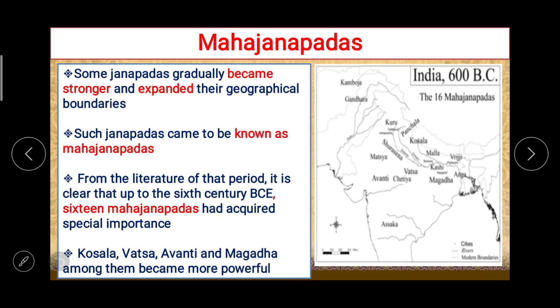Some Janapadas gradually became stronger and expanded their geographical boundaries, and such Janapadas came to be known as Mahajanapadas. Now it is in the name only and not difficult to understand. जनपदास जो स्मॉल स्टेट्स हुआ करते थे, लेकिन कुछ जनपदास बहुत स्ट्रॉन्गर बन गए और अपनी जियोग्राफिकल बाउंड्रीज उन्होंने बढ़ाई. Then it became Mahajanapadas.